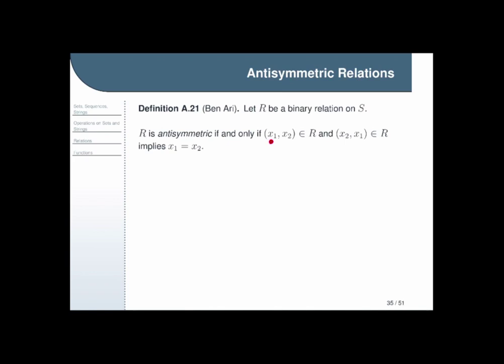It means that if some element is related to another element, and so we would say, there's an arrow or that tuple is in the relation, and the element is related back to it, right? So x1 is related to x2, x2 is related back to x1. If both those things are true, it has to be the case that x1 is equal to x2. In no other case is this allowed.